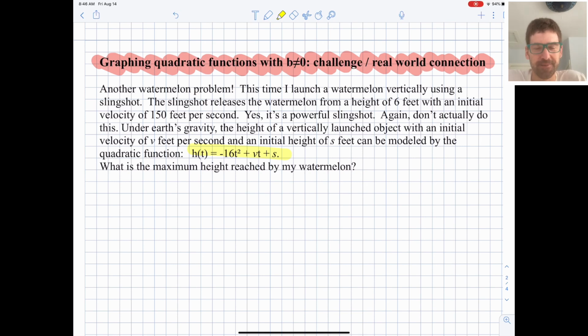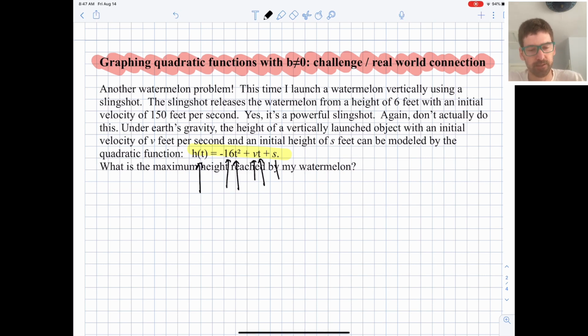So again, let's think carefully about variables and coefficients here. My dependent variable is height, okay? That's what we're trying to calculate for. My independent variable is time, and that shows up in two places as t. So as time goes by, the height of my watermelon changes. And then I have a couple coefficients here. The -16 is just what we use when we're working with feet and seconds in Earth's gravity. And then the v and the s are numbers that we are given in the scenario.